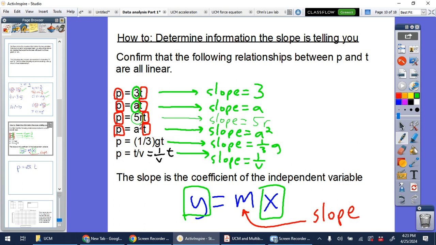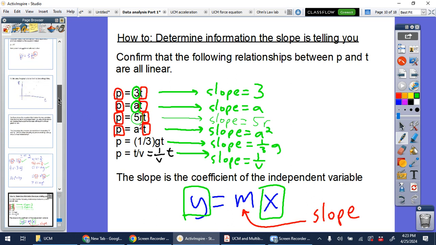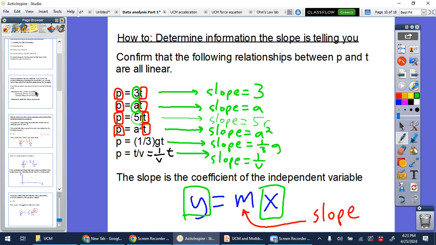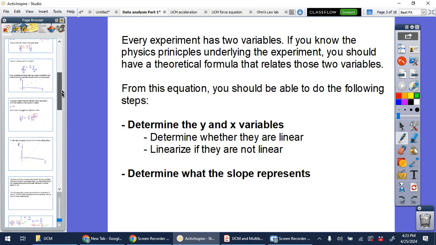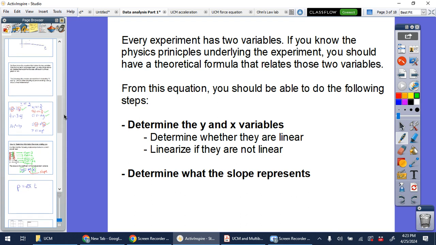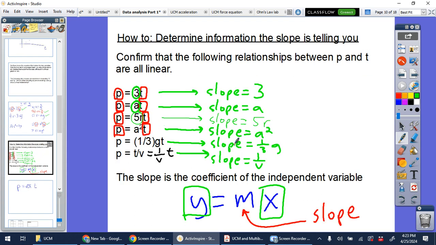All right, so this second step is determining what information the slope is telling you. So that's this right here. Determine what the slope represents. Okay, so hopefully that wasn't too bad.